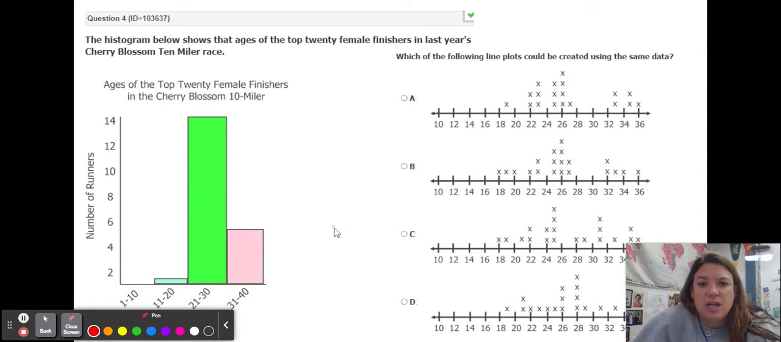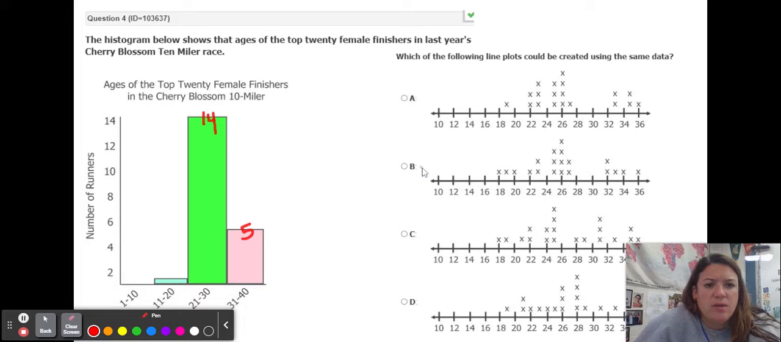Histogram below shows the ages of the top 20 female finishers in last year's Cherry Blossom 10-miler race. Ages of the top 20. Okay, so 11 to 20, 31 to 40. Looks like that's a 5. 21 to 30 looks like a 14. That's either a 1 or a 2.